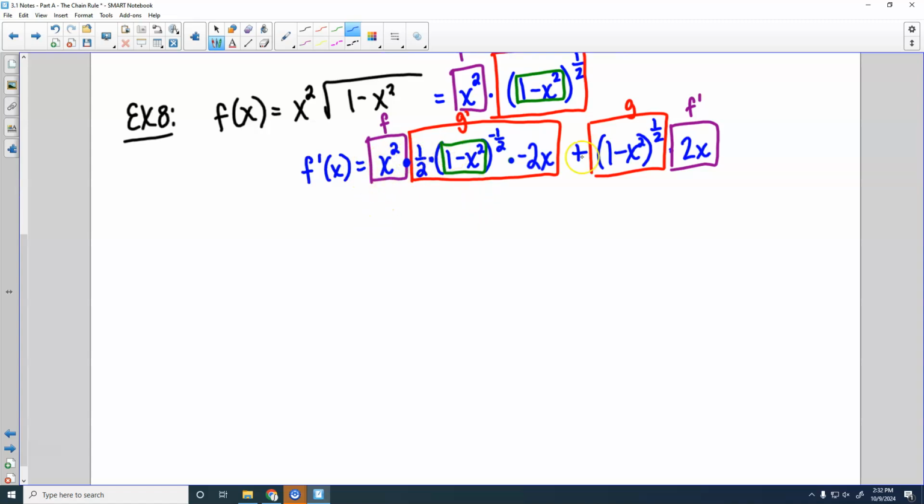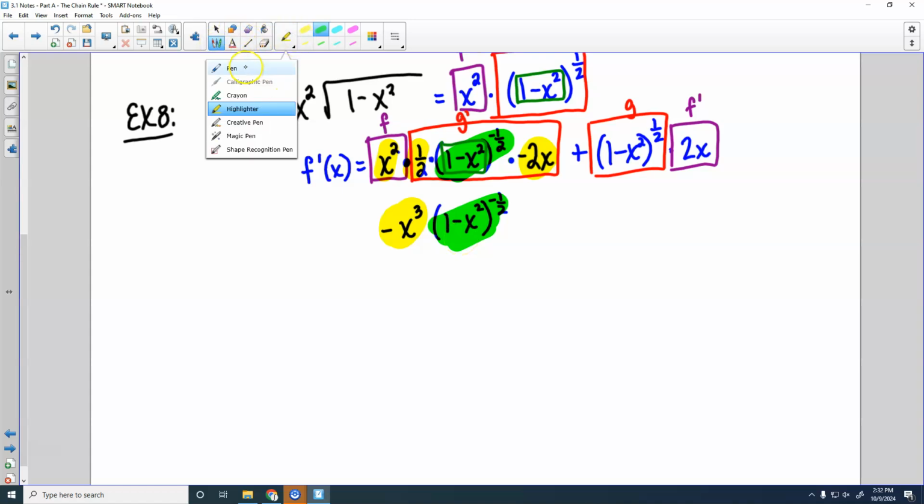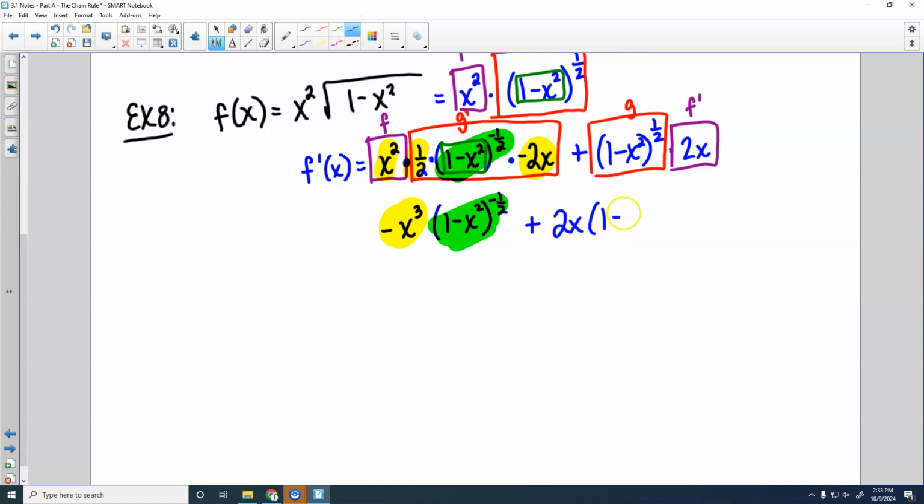So the 1/2 and the negative 2 is going to give you a negative 1. And then you got an x squared and an x. That'll give you x to the third. And then the 1 minus x squared to the negative 1/2 will go here. So I was multiplying this, this, and this together to get that negative x to the third. And then you just kind of keep this part right there beside it. The second part doesn't really have much you can do, but they would probably write 2x out front like that.